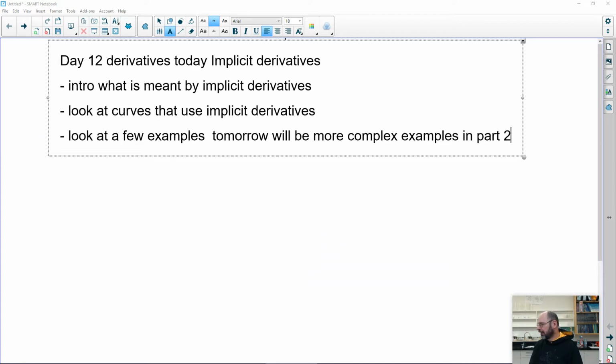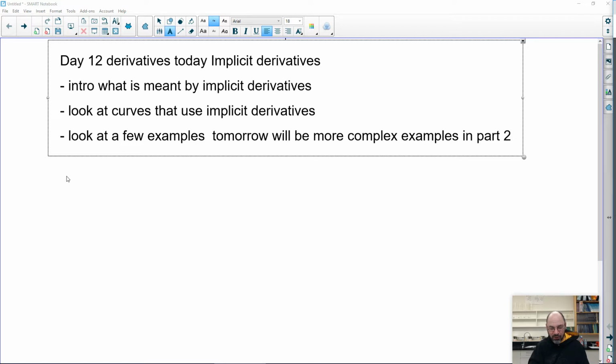Let me just get my clock going here so I can keep track of myself. Okay, there won't be any practice with implicit differentiation until we do both days. This one will probably be a 30-minute video or so, somewhere in that range.